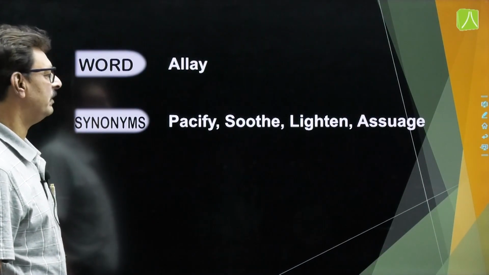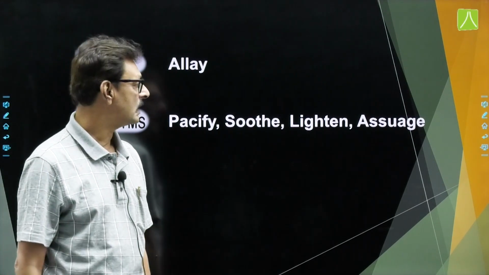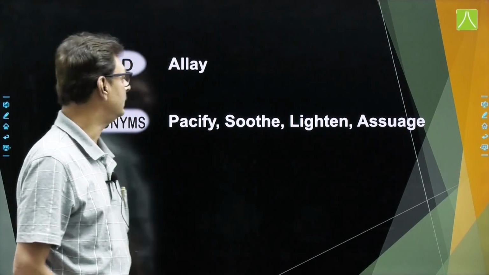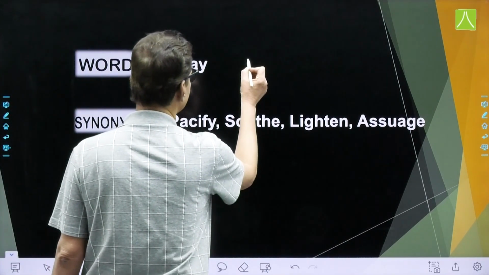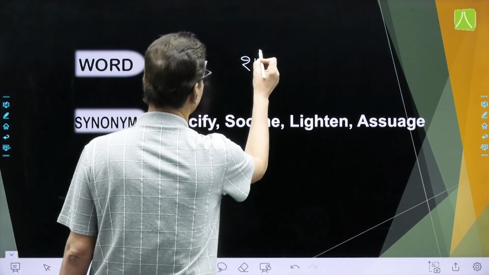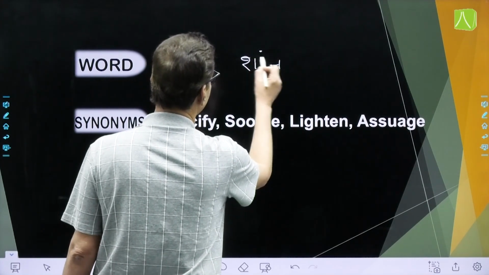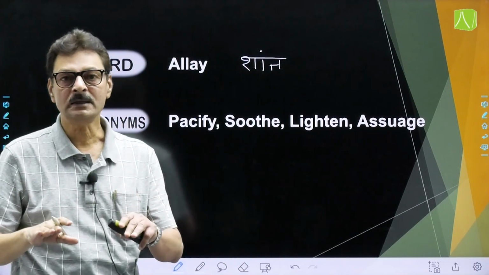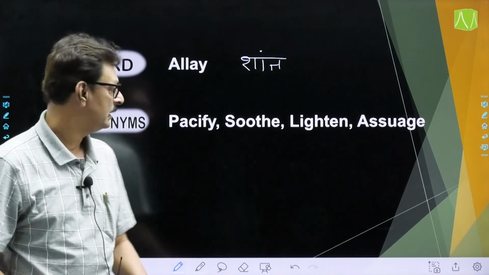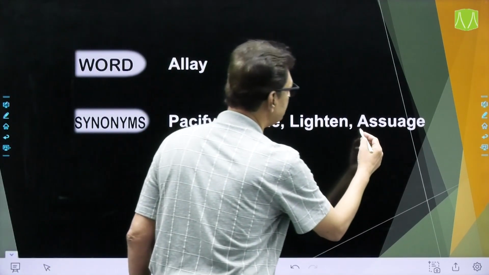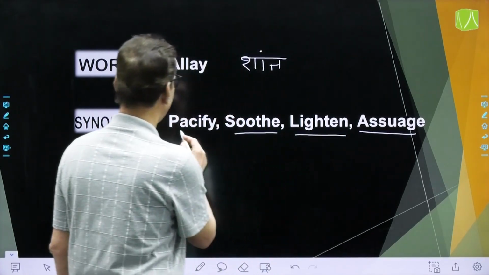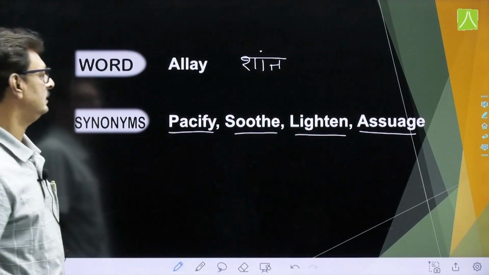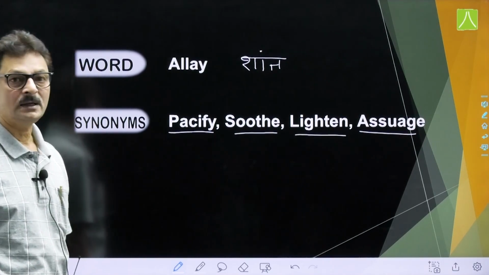LA is pacify, to soothe, assuage or lighten. LA is to pacify और हिंदी मीनिंग शांत करना. किसी भी चीज को शांत करना. To pacify, to assuage. See a nice word, assuage. To lighten or to soothe. Pacify. These are the meanings of this word LA.